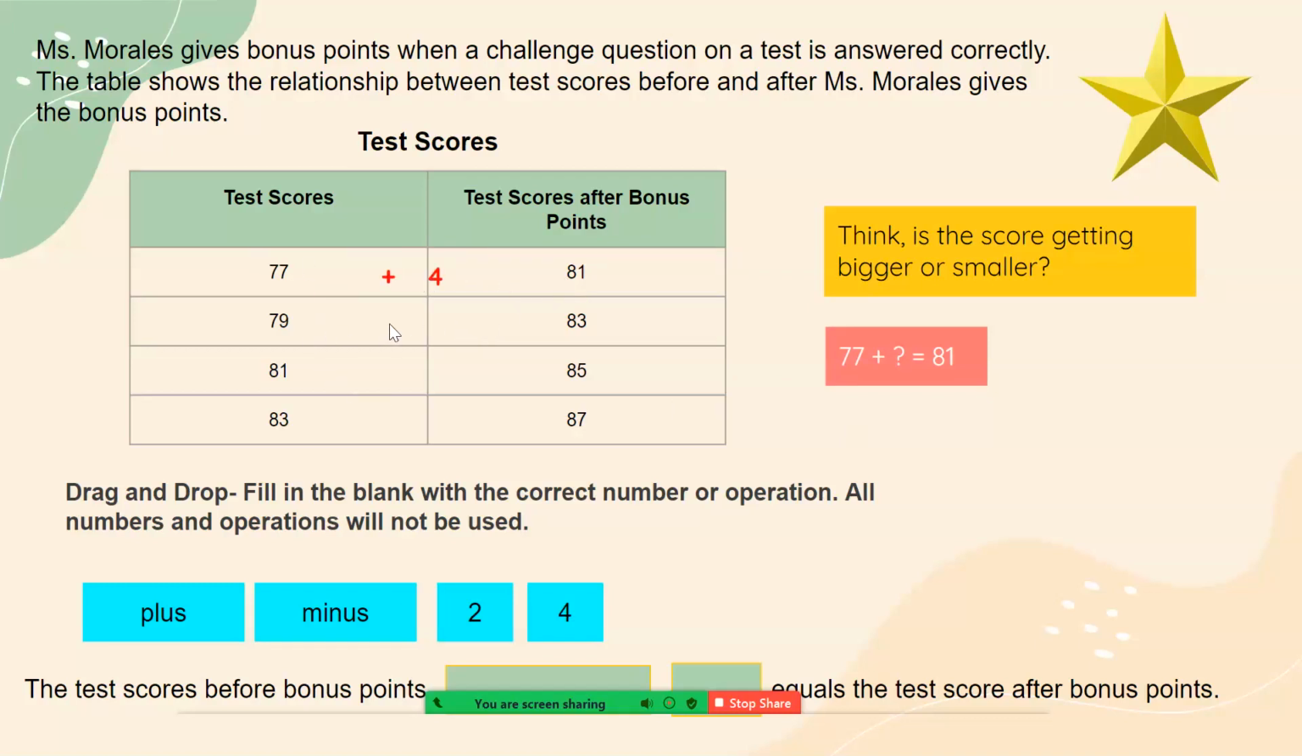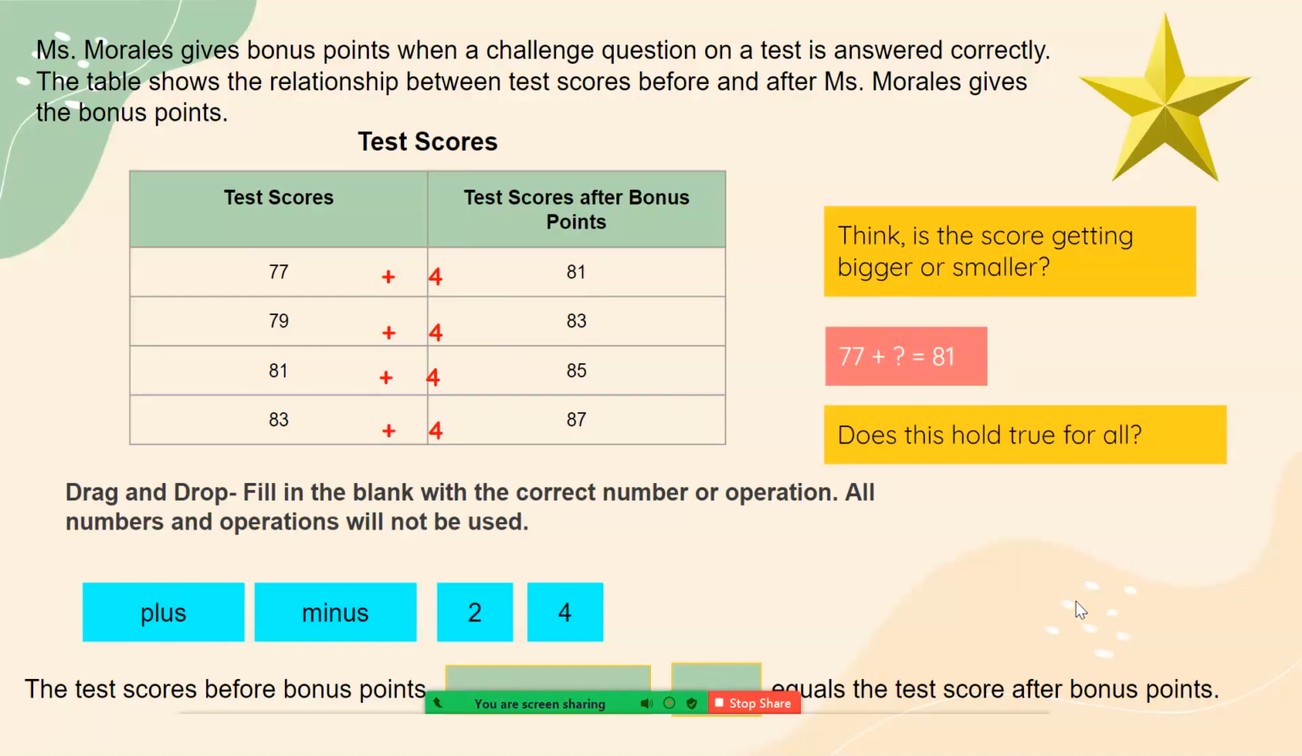Is that true for this one? 79, 80, 81, 82, 83. Oh my goodness, it is true. Is it true for the next one? 81 plus 4 is 85? Sure is. 83 plus 4 is 87? Sure is. So I know that I would drag plus here: the test score before bonus points, plus 4, equals the test score after bonus points.